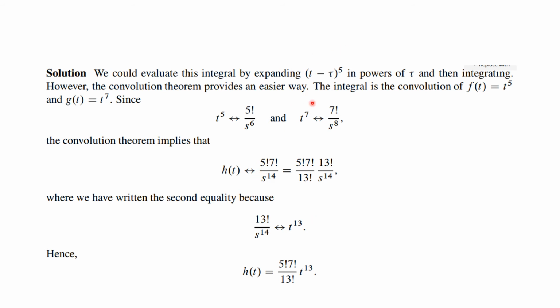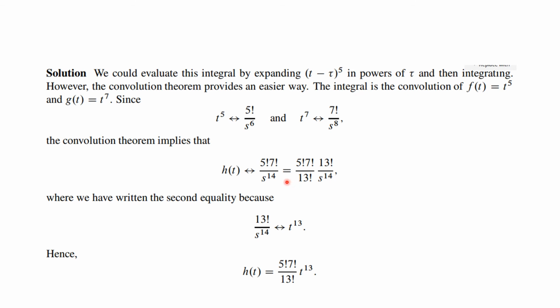Well, that would have been a pain to evaluate that in powers of tau. It could be done, but the easier way is to use the convolution theorem. So we know that that integral I asked you to compute is the convolution of f of t being this and g of t being that. So now I'm going to look at the Laplace transforms of each of those, and the convolution theorem says that h of t is associated with the product of their transforms.